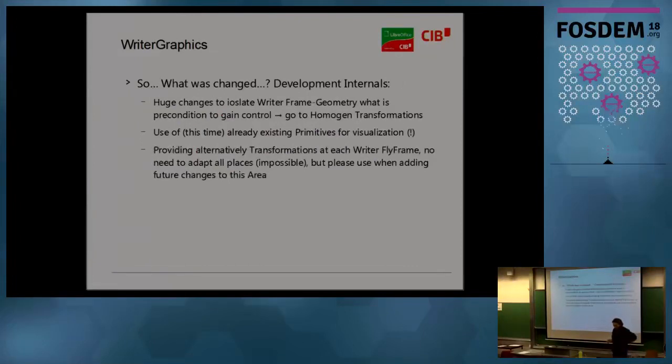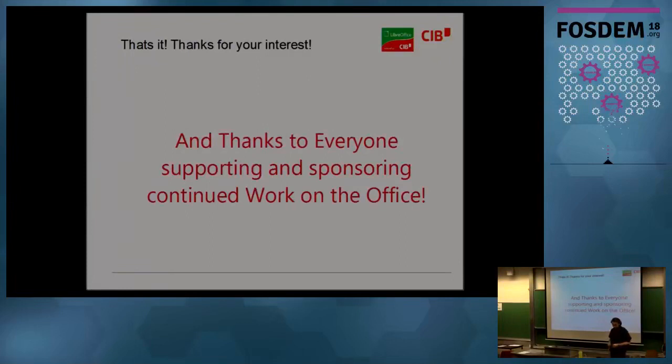Go to homogeneous transformations. Homogeneous transformations are now available at the Writer frames. So if someone implements something new, please directly use the homogeneous transformations. Of course, not all places doing geometry stuff in Writer frames were adapted. It's just impossible, too much stuff. So we provide alternative transformations at each Writer frame, no need to adapt, but please use them in the future.